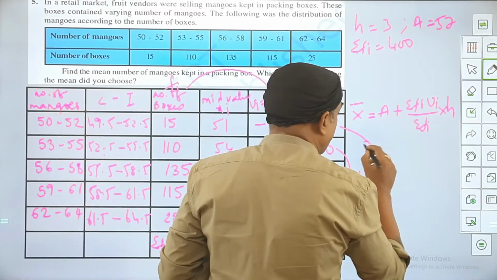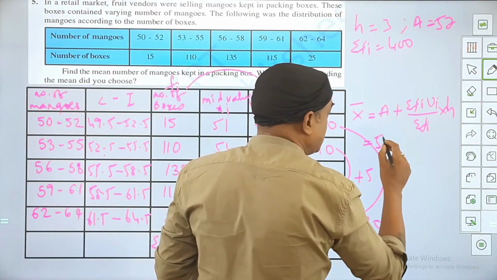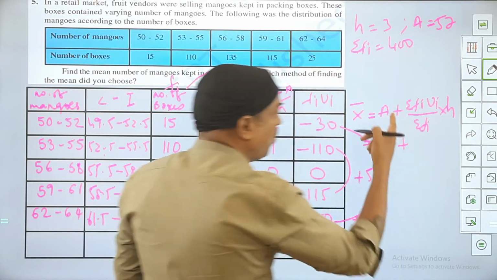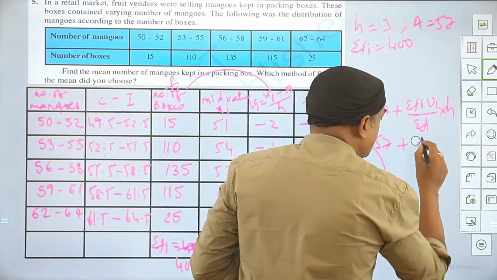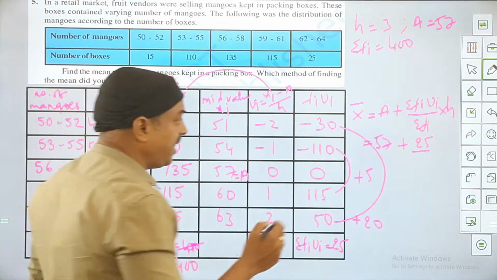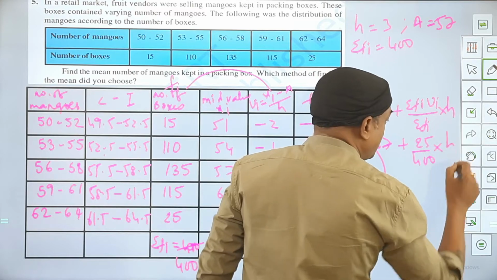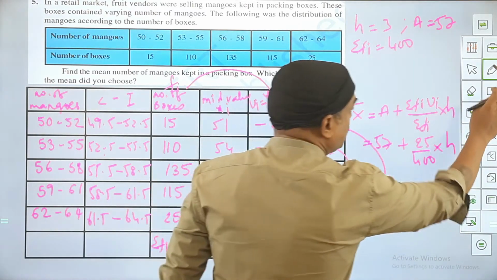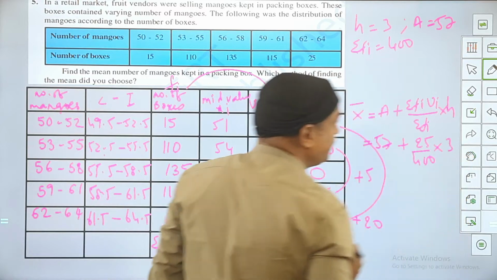Now apply this in the formula. So what is the answer for us? A. What is A value there? 57 plus what is Fi ui I have? Fi ui I have got 25. So this is 25 upon what is summation of Fi I have? 400 into H is how much? 3. I'm sorry, I should take H value as 3. So here H value is 3.